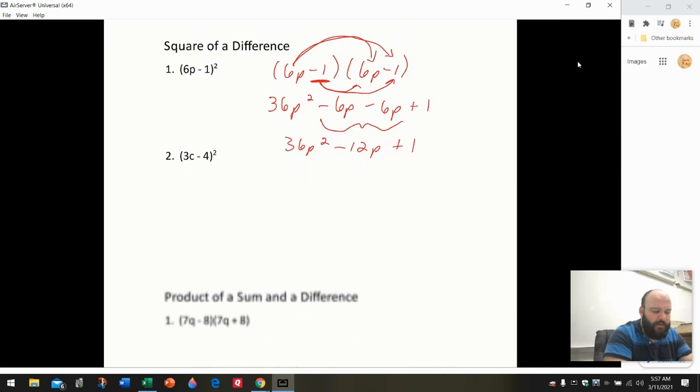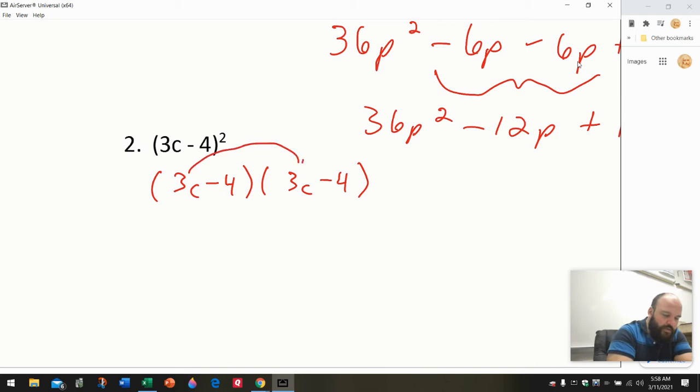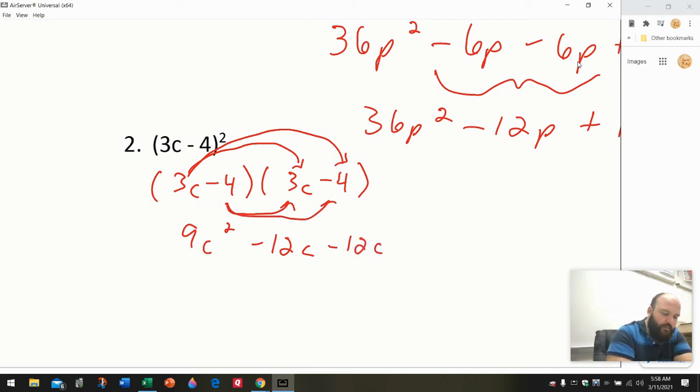So the last one of these I'm going to show you is this 3c minus 4, the quantity squared. Once again, we will expand this first: 3c minus 4 times 3c minus 4. Once it's expanded, we can proceed to FOIL it. 3c times 3c is 9c squared. 3c times negative 4 is negative 12c. Then we have negative 4 times 3c, which is negative 12c again. And then negative 4 times negative 4, which is positive 16.